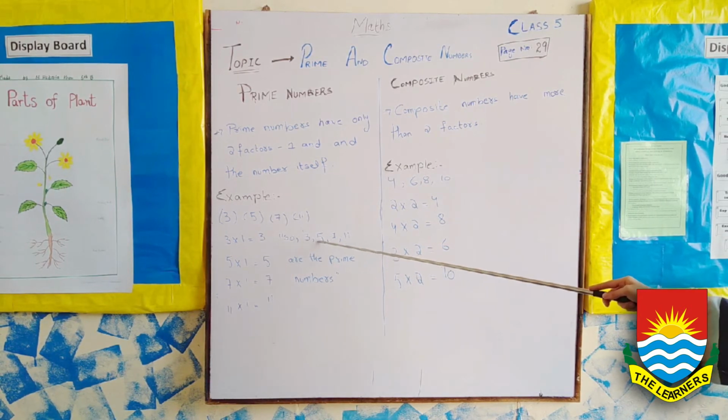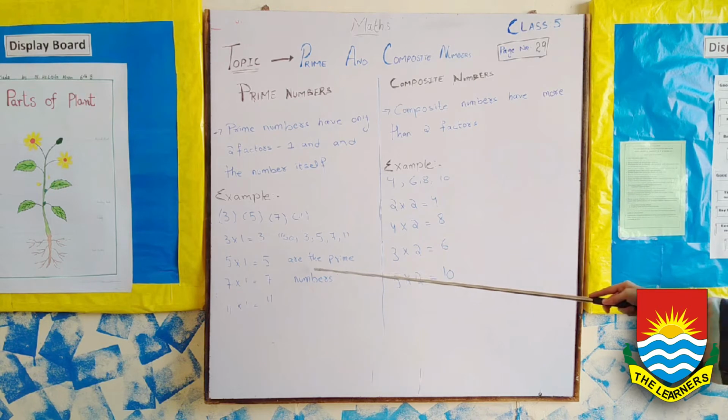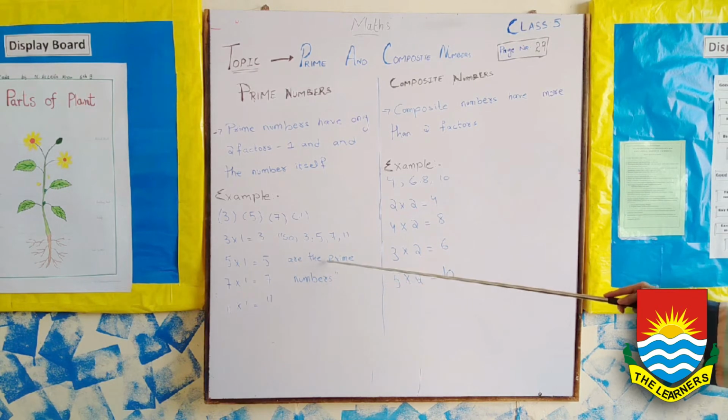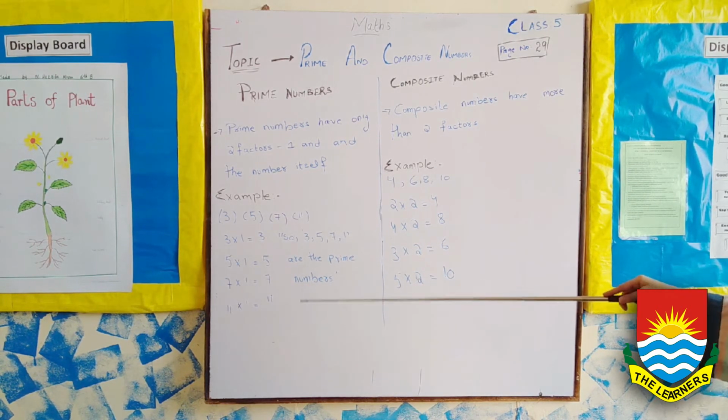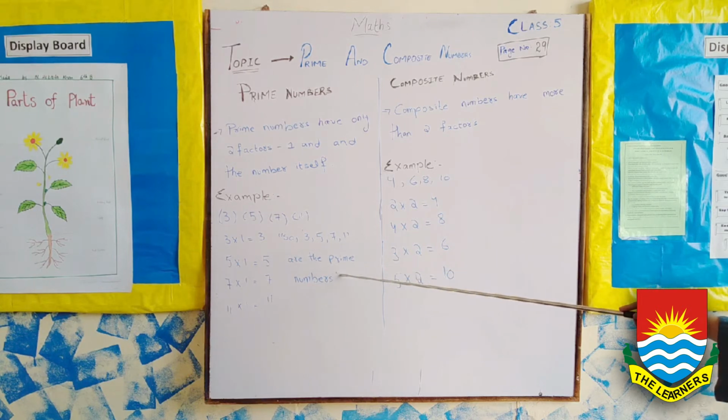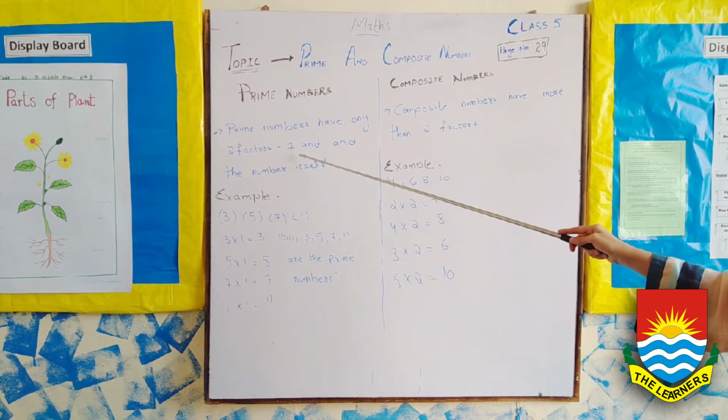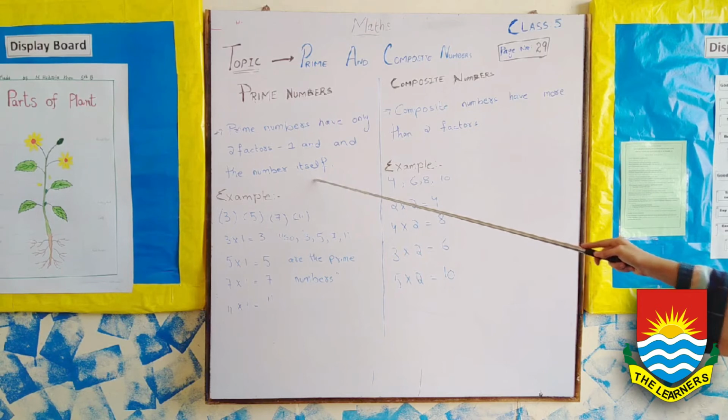So 3, 5, 7, 11 are prime numbers which cannot come in another table. These are the prime numbers which multiply with 1 and the number itself.